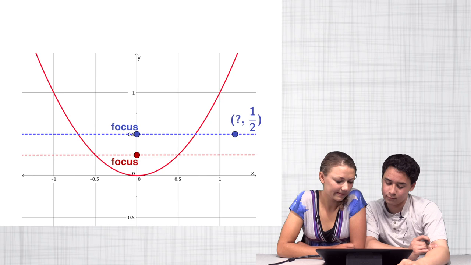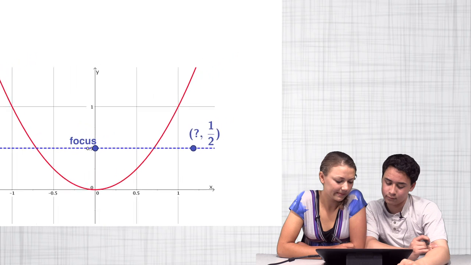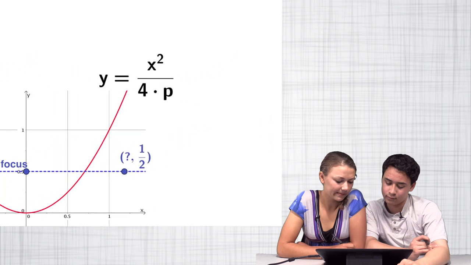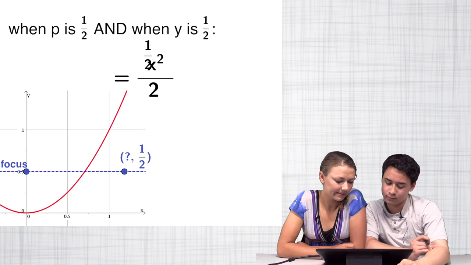To find the x value of the point on the new parabola with a y value of 1/2, Sasha and Keoni switched to algebra. They found the equation for the new parabola by using the general equation y equals x squared divided by 4 times p. They replaced p with 1/2. Because 4 multiplied by 1/2 is 2, the denominator is 2, and the equation for the new parabola is y equals x squared divided by 2. Sasha and Keoni used this equation to find the missing x value for the point on the new parabola when y is 1/2.